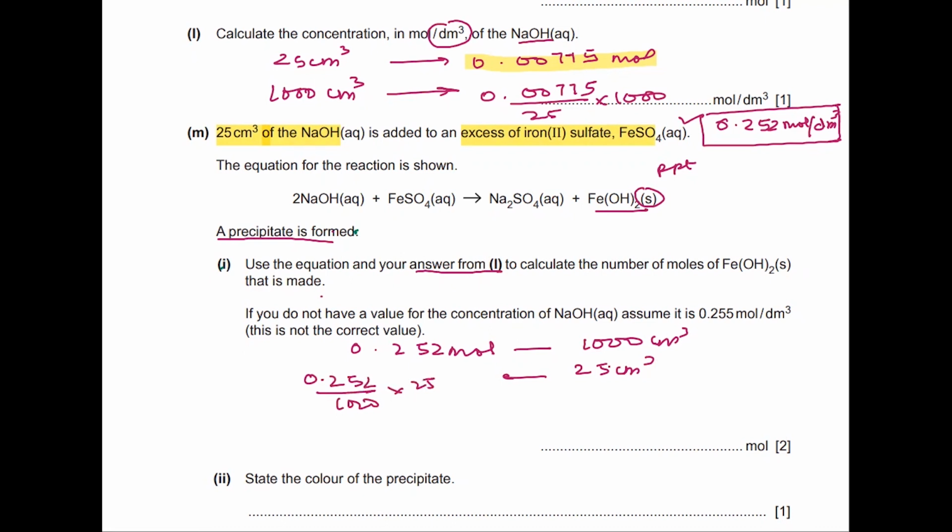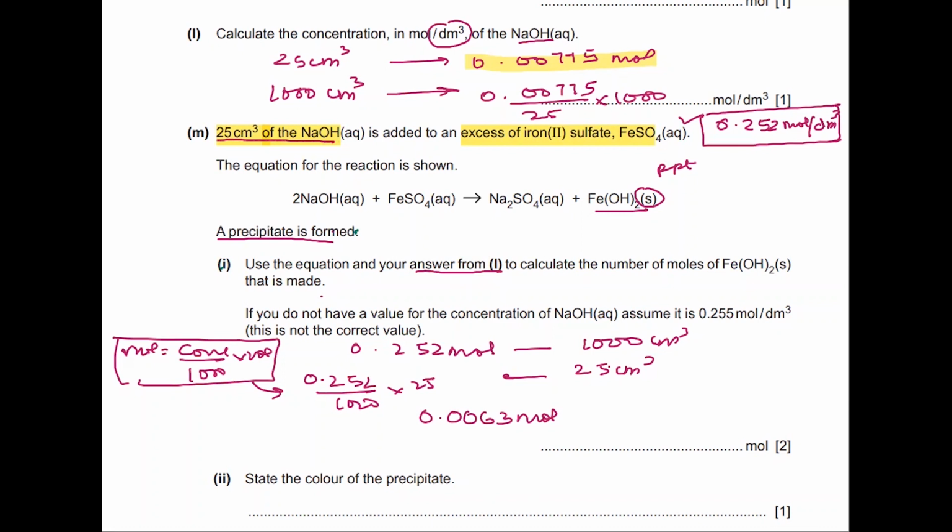We have a shortcut for this, that is basically the moles formula: moles equal to concentration divided by 1000 into volume. Using this formula, we again have the same relation. When you compute this value, you will get the number of moles in 25 cm cube, which is 0.0063. So these are the moles of NaOH present in 25 cm cube.